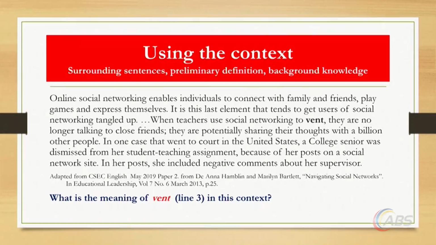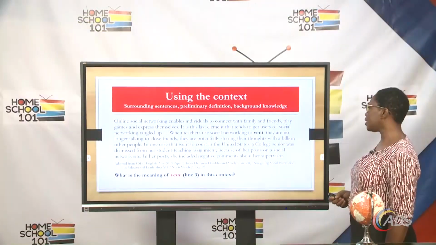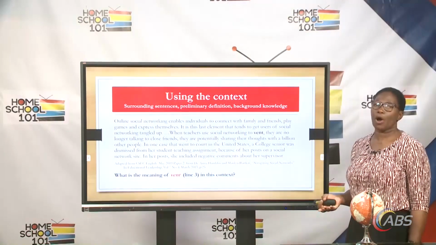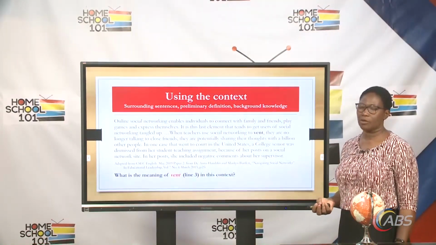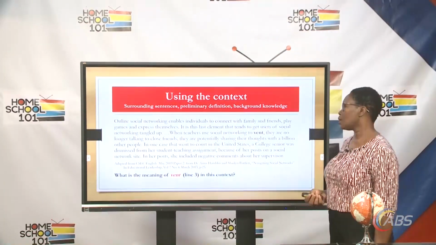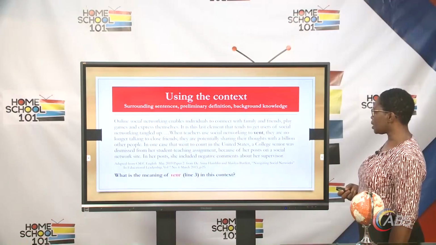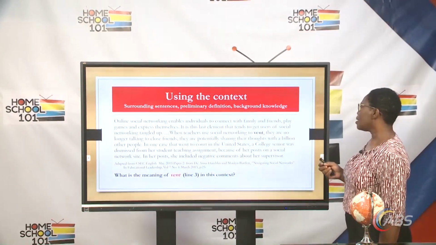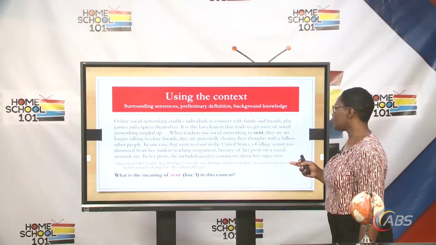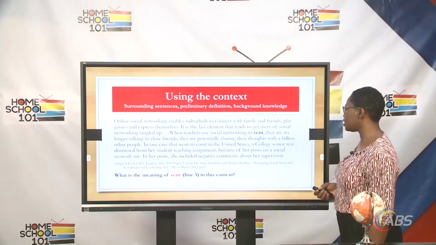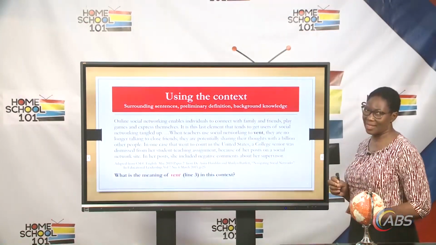Now, we're going to use this passage, making use of context clues to identify the meaning of the word vent. You see, it's highlighted there. Suppose you did not know the meaning of the word vent. Now let us see what are the clues that exist in the passage. First, individuals use social networking to connect with family and friends, play games, and express themselves.